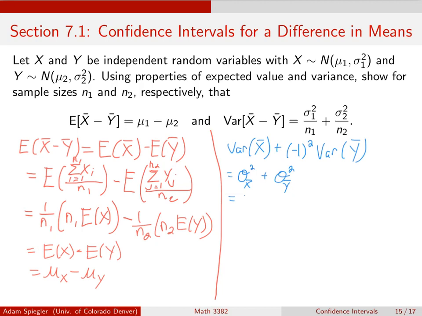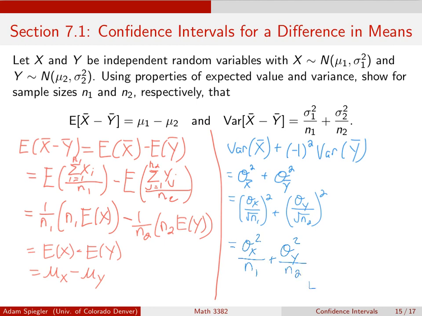That's why we actually add these two as opposed to taking the difference. Then from the central limit theorem, we've already seen that the standard deviation of x bar is sigma x over the square root of n1, and that of y bar is sigma y over the square root of n2. When we square both of those, we get exactly that the variance of the difference of the means is equal to the variance of X over n1 plus the variance of Y over n2. So this is going to be a useful property when we want to estimate the standard error for the distribution of the difference in sample means.